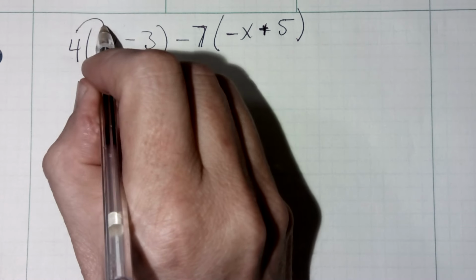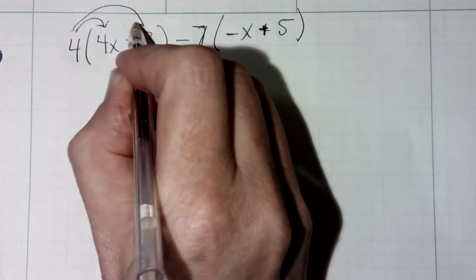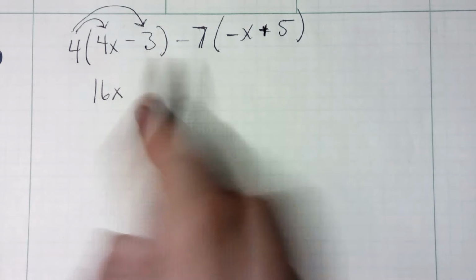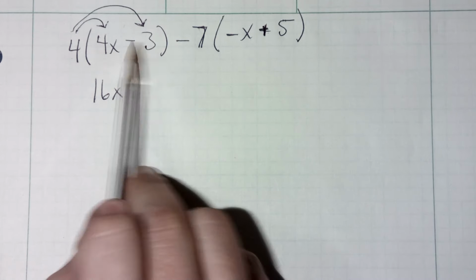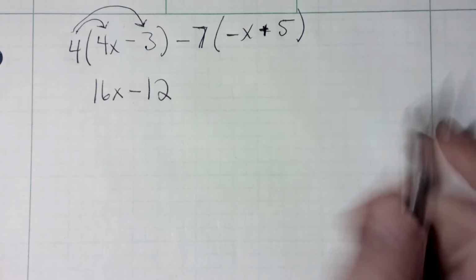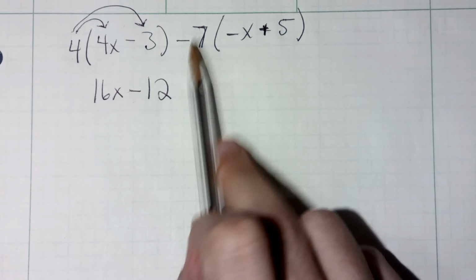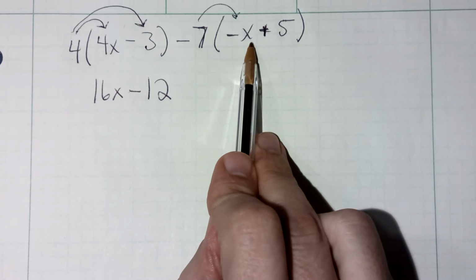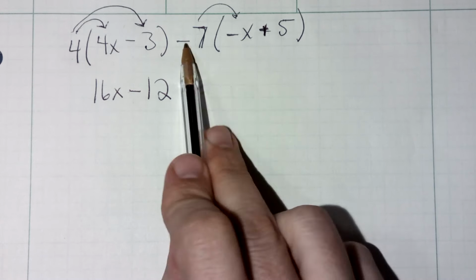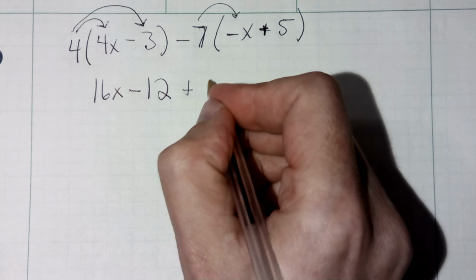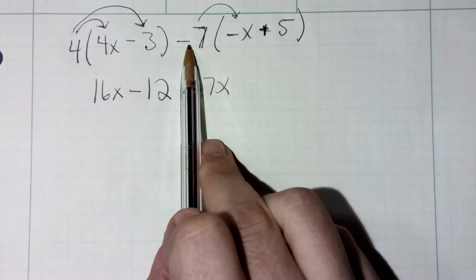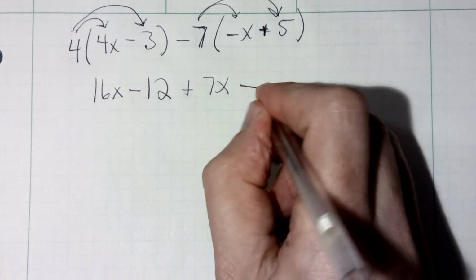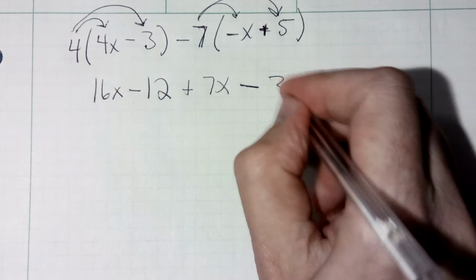First thing we're going to do is remove the parentheses by distributing in that outside number. 4 times 4x will be 16x. 4 times a negative 3, or minus 3, is going to be a minus 12. Now be very careful here with your minus signs. I have a negative 7 times a negative x, or 1x. Negative 7 times negative 1. Negative times a negative is positive. 7 times 1 is 7, or 7x. Negative 7 times a positive 5 now. Well, a negative times a positive is going to be minus, and 7 times 5 is 35.